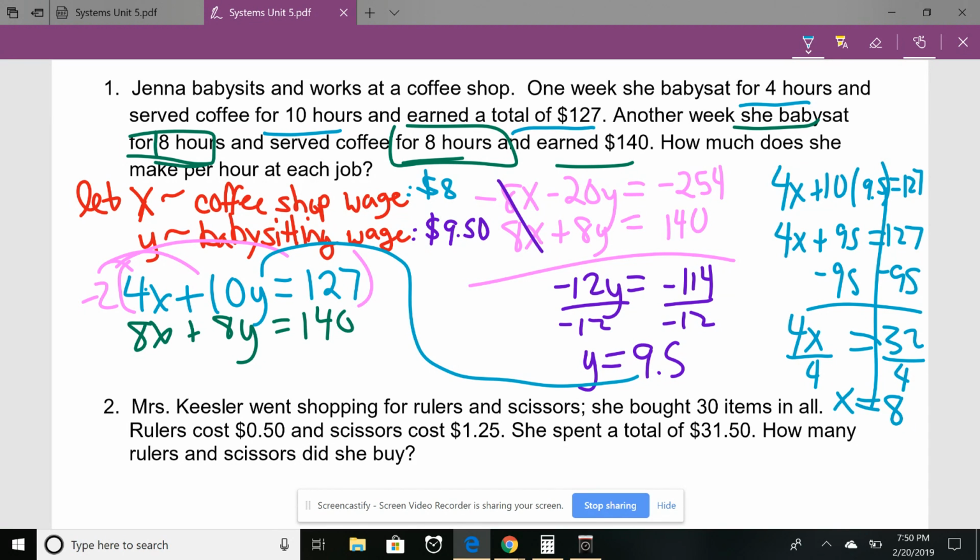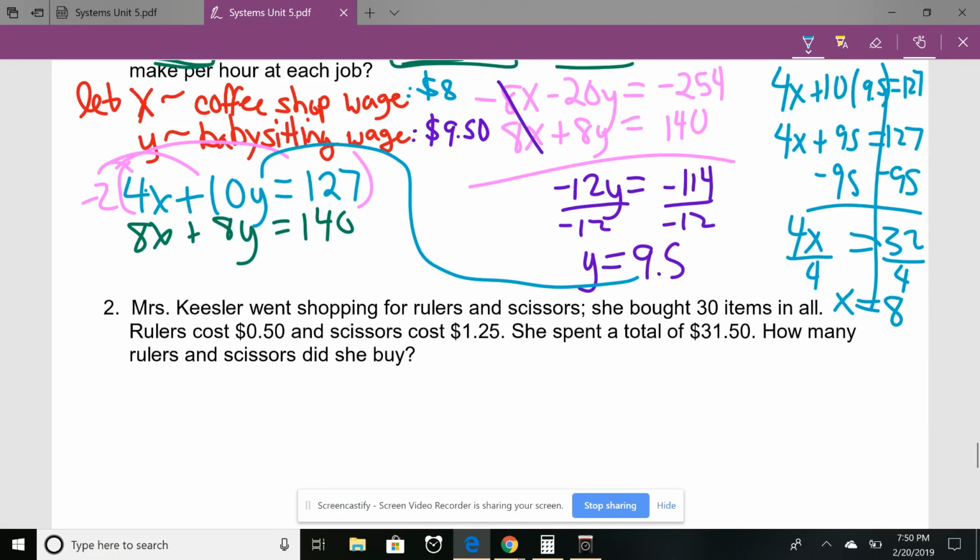So it's important we're able to interpret what we're answering in this scenario. She's making $8 an hour for serving coffee, and she's making $9.50 for babysitting. So that was a problem where the equations were nicely laid out for us, and it was simple to make those standard form equations. Now the next one, we have to do a little bit more digging to come up with our two equations.